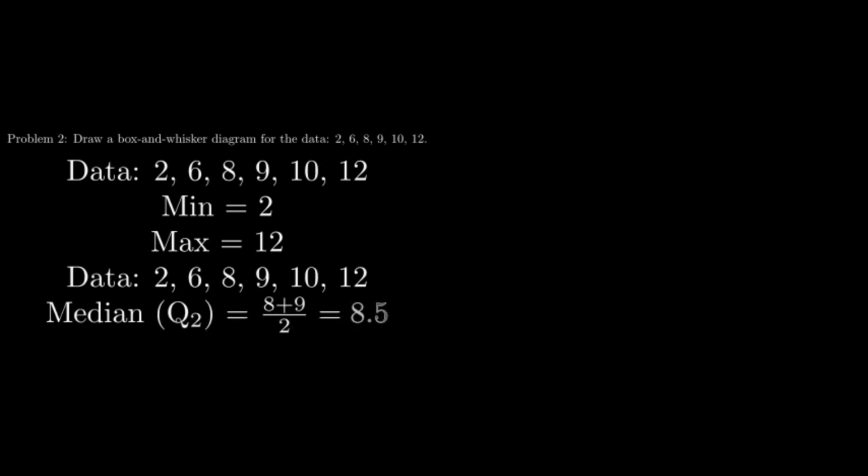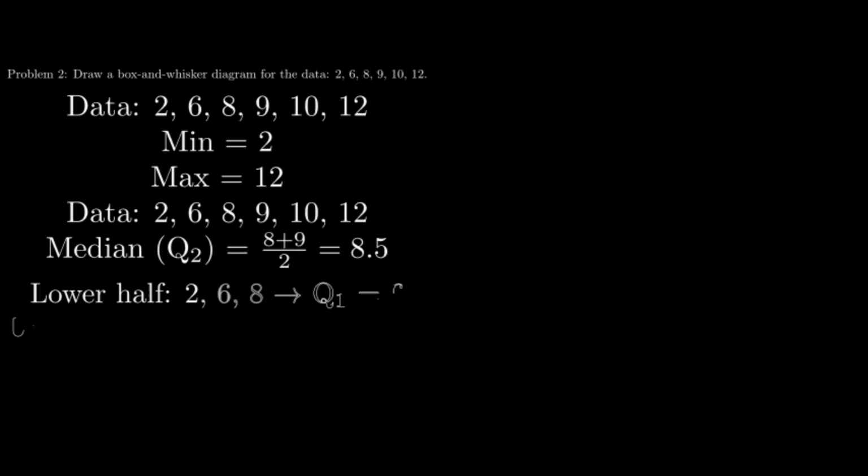The median or second quartile is the middle value. Since we have an even number of data points, it's the average of the 2 middle values, 8 and 9. So our median is 8.5. The first quartile, Q1, is the median of the lower half of the data, which is 6. The third quartile, Q3, is the median of the upper half, which is 10.